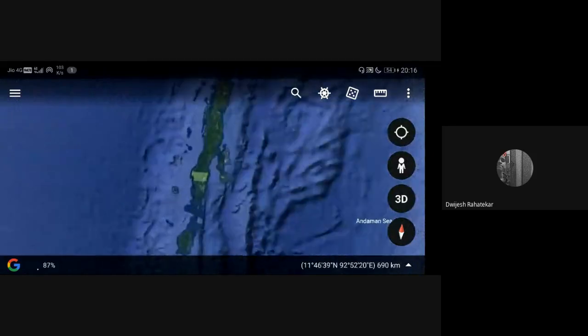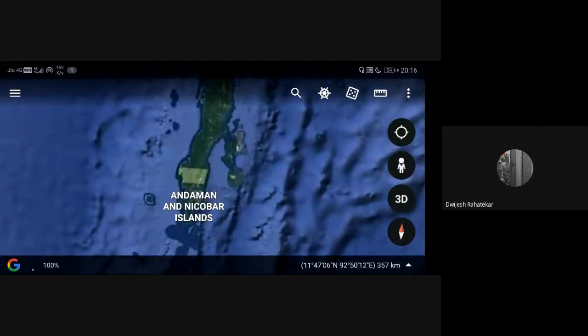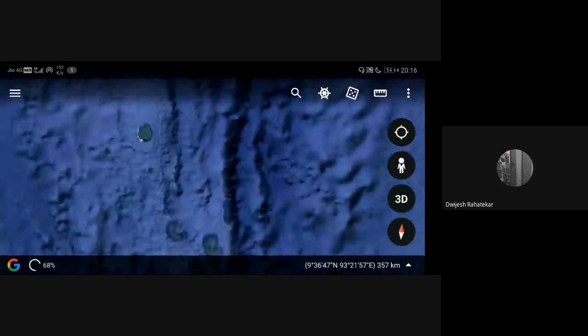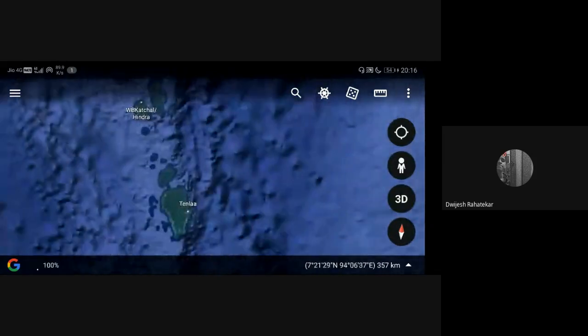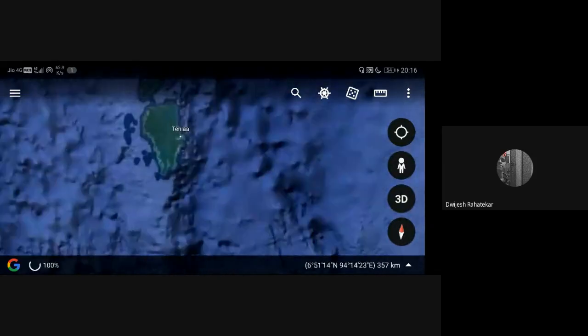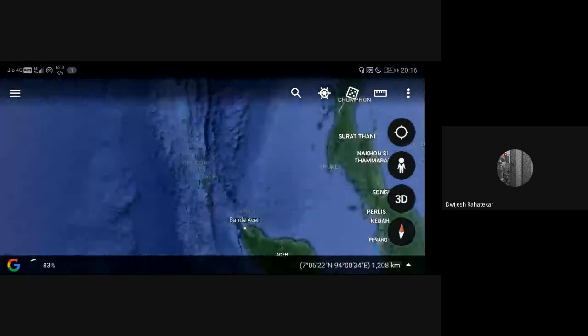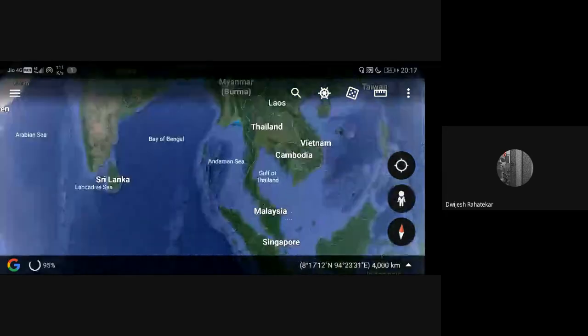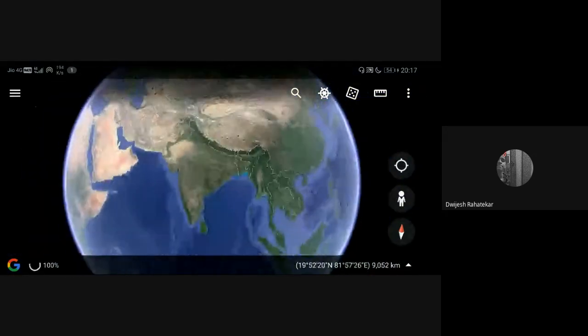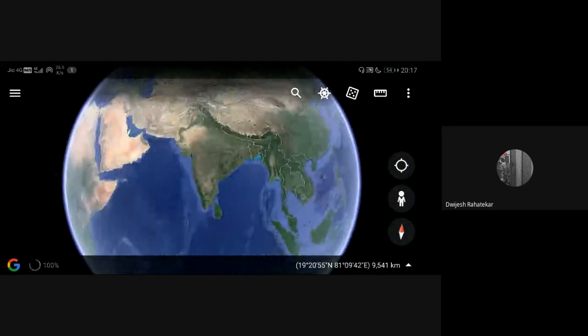Here is Andaman Island, and here is the Nicobar. So basically, this is the map of India. Now we are going to study Brazil.